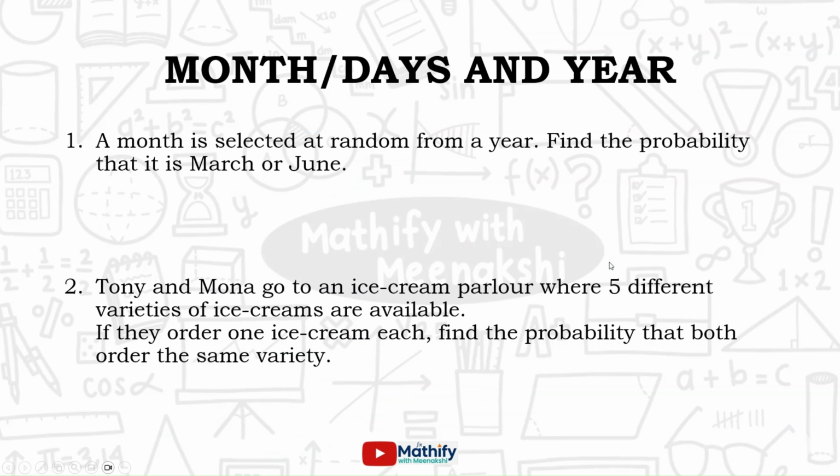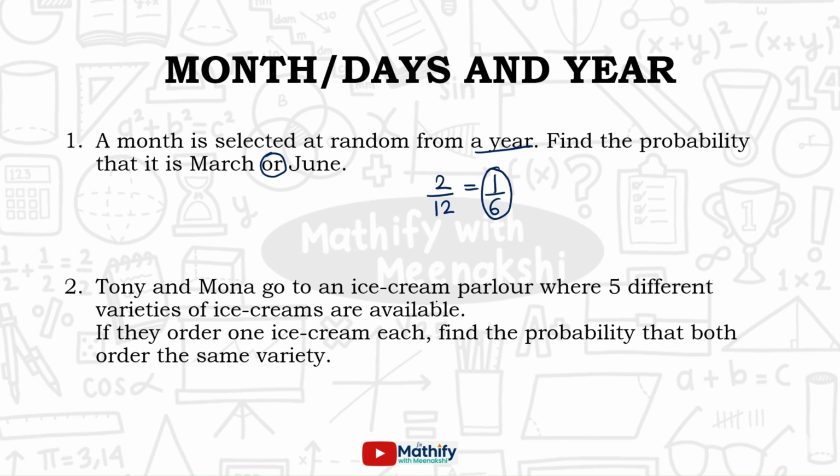Now let's move to the next topic, month, days and year. First question, a month is selected at random from a year. Find the probability that it is March or June. That means either March or June. We can select 2 months out of 12. So answer is 1 by 6. Let's move to the next question.